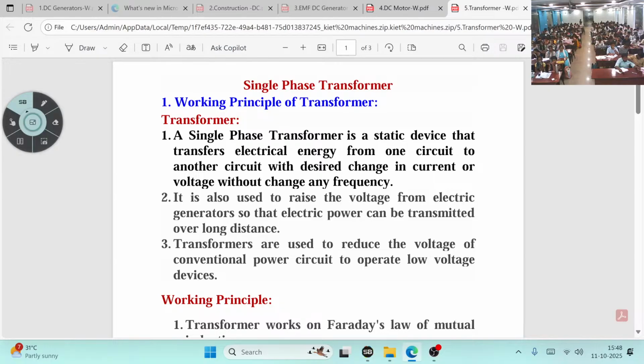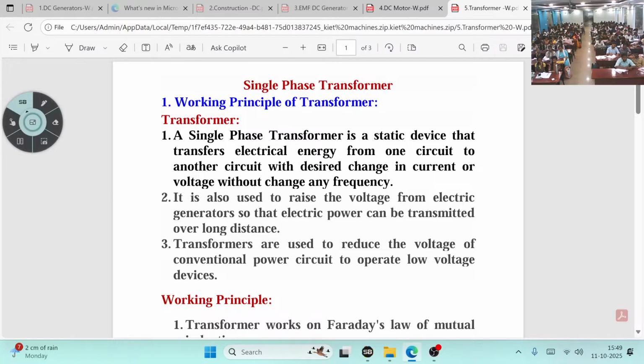What is the difference then? The input is changing. If we use electrical input, we get mechanical output. If we use mechanical input, we get electrical output. So constructionally there is no difference. They are equal, so DC motor construction is not required. That's why I am not explaining DC motor construction again.